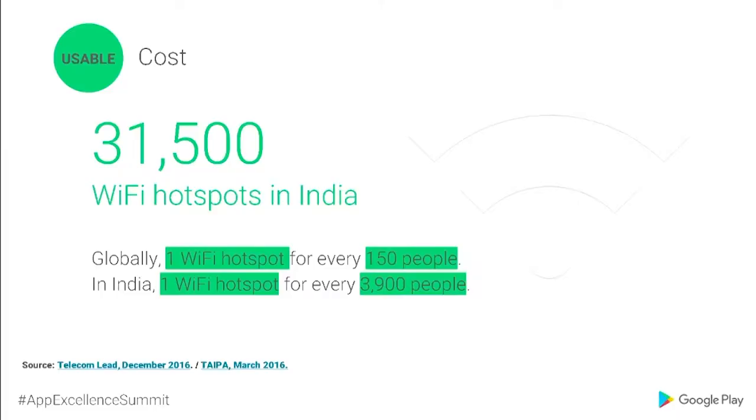Well, what about Wi-Fi? So we know Wi-Fi is really rarely connected to because it's not accessible, it's not available. Globally, there is one Wi-Fi hotspot for every 150 people. And in India, it's a lot higher. That means one hotspot per 3,900 people. So in order to meet the global average, we will have to install 8 million more hotspots throughout the country. The point here is that public Wi-Fi is rare, making data that much more precious, that much more expensive.